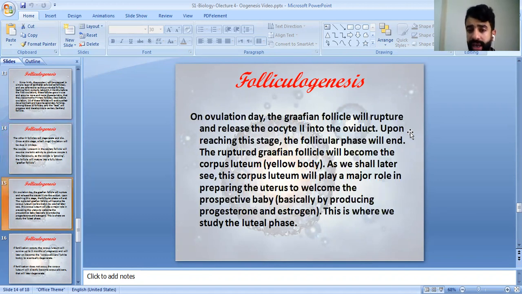On ovulation day, the Graafian follicle will rupture and burst, and release the oocyte 2 toward the oviduct. Whenever reaching this stage, the follicular phase will end. So let's go first at oocyte 1.